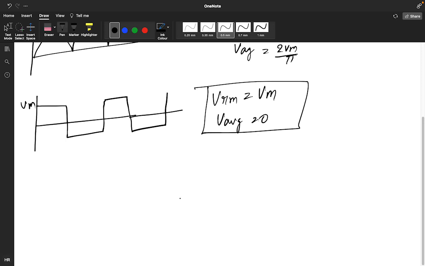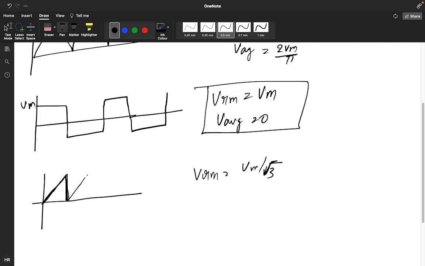If you have a triangular signal like this, going like this, going like this, Vrms is Vm by root 3. Write it down.